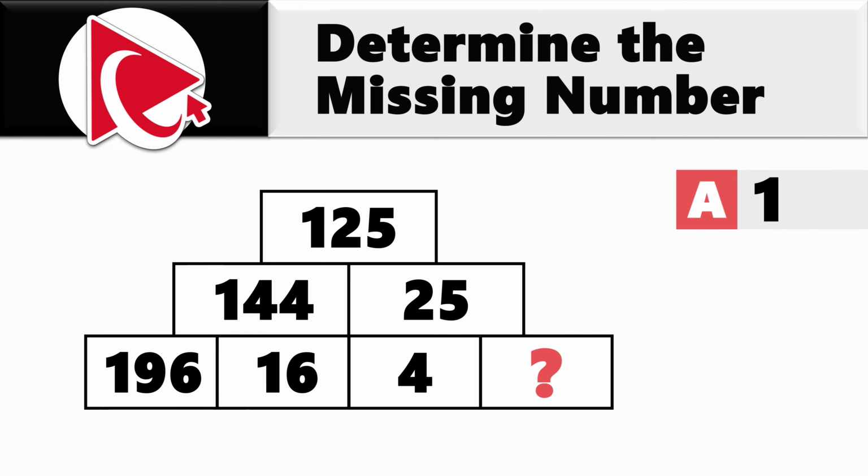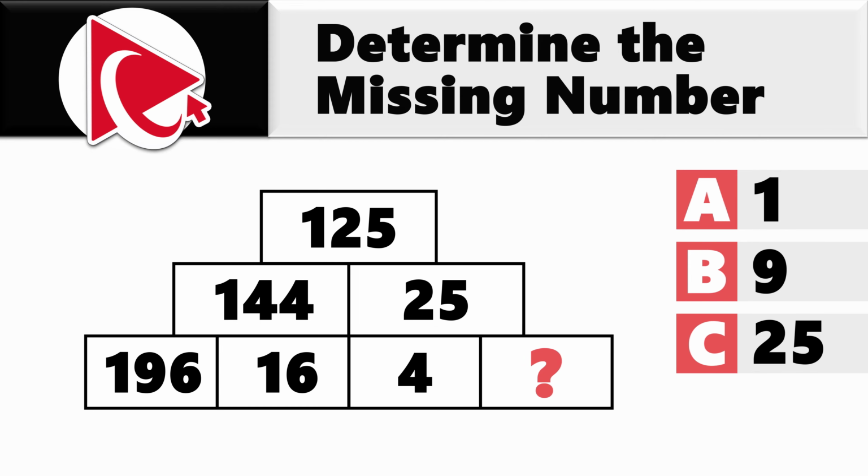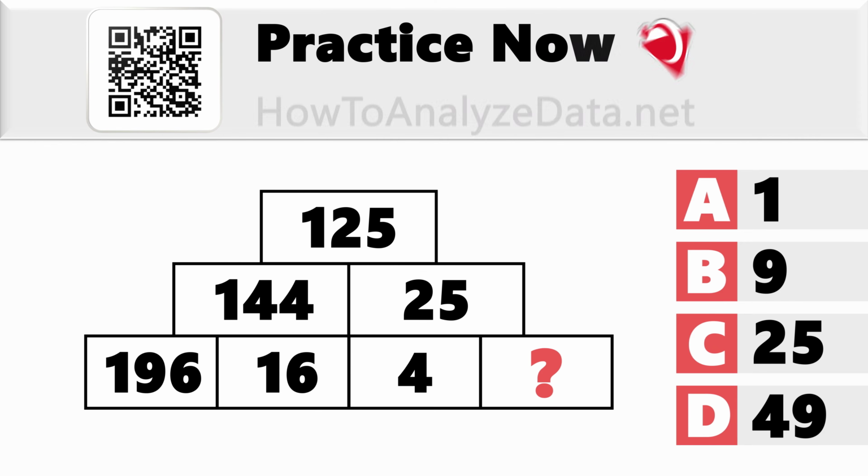Choice A, 1. Choice B, 9. Choice C, 25. And last but not least, choice D, 49. I hope now you know what I'm talking about.